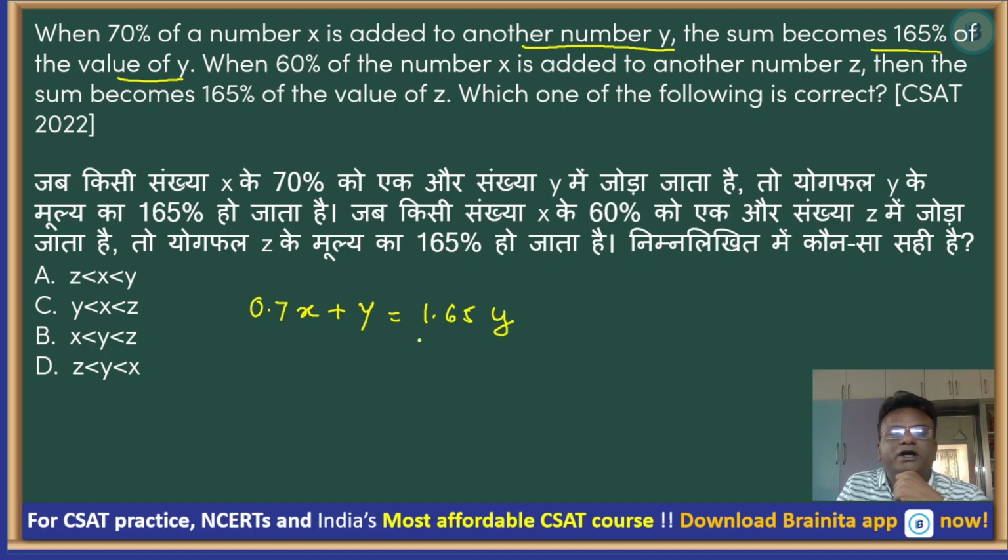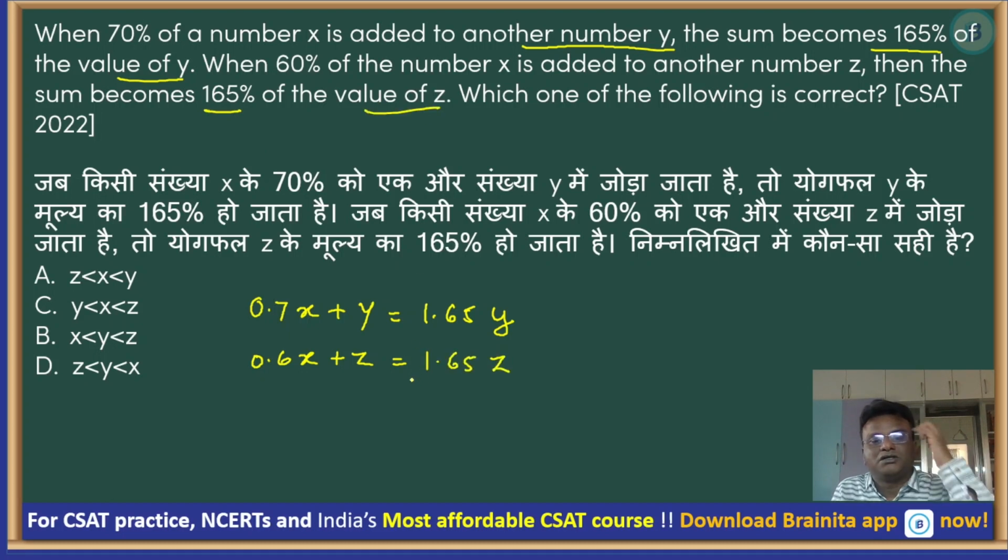When 60% of number x is added to another number z, then the sum becomes 165% of the value of z. Then which of the following is correct? So we have to just see which one is correct. That means we have to find which is the biggest number, the middle number, and the smallest number.